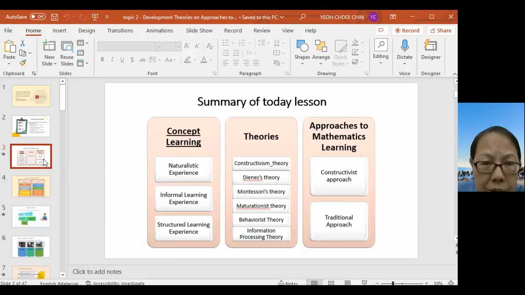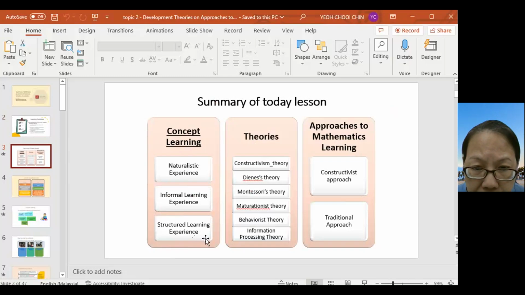What we're going to learn today: concept learning, naturalistic experience, informal learning experience, structural learning experience. You will see that these few things will be repeating, because mainly these are the ways that we teach children, or how children can learn.